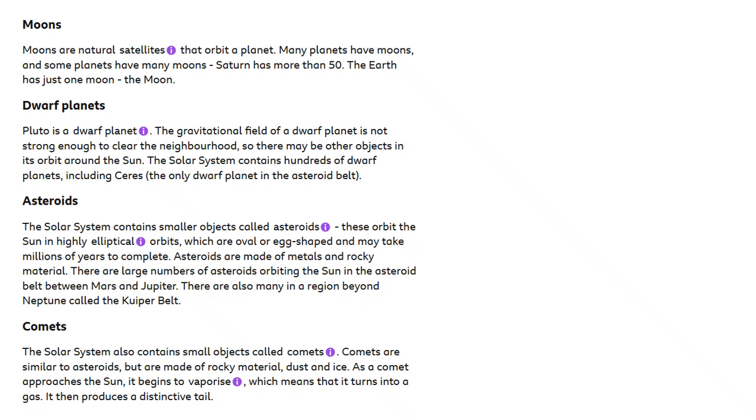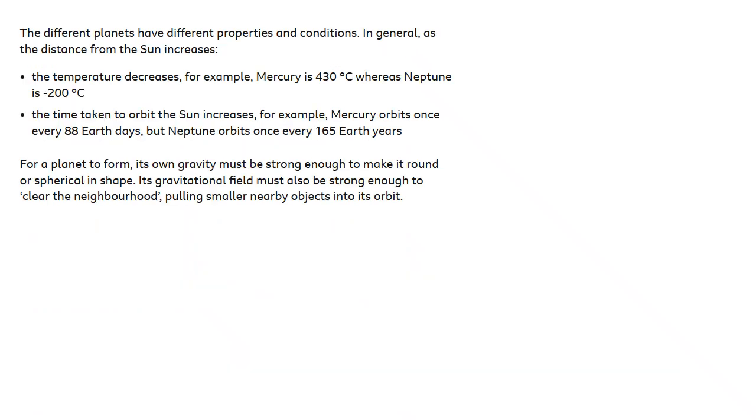Comets. The solar system also contains small objects called comets. Comets are similar to asteroids but are made of rocky material, dust and ice. As a comet approaches the Sun, it begins to vaporize, which means that it turns into a gas, which then produces a distinctive tail.